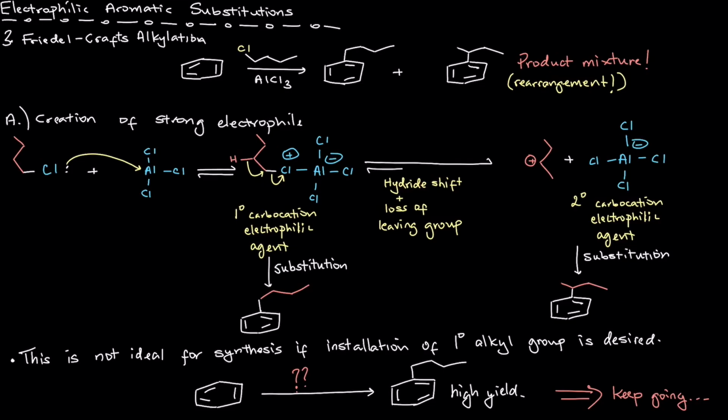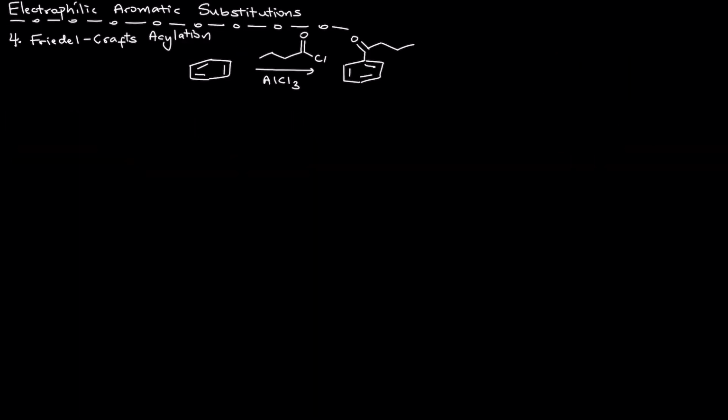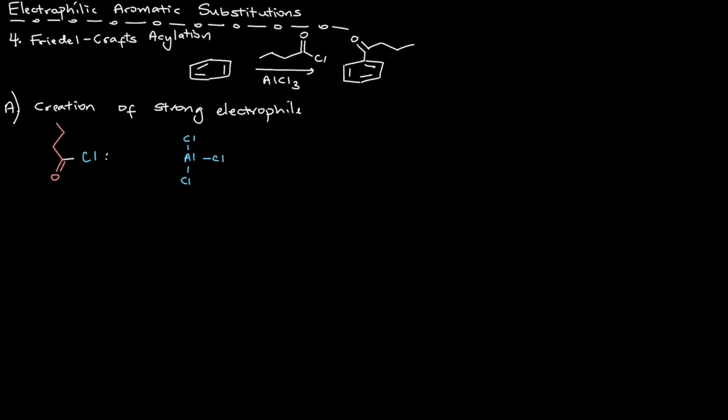So let's move on to the next type of electrophilic aromatic substitution, and I will show you now a new method of getting this particular reaction or the synthesis to be performed in an efficient manner. Okay, so the fourth reaction is our acylation reaction, or the addition of our acyl chloride on our benzene to form ketone substituted benzenes. So the first step is the creation of the strong electrophile. This should now pretty much be old news to you.